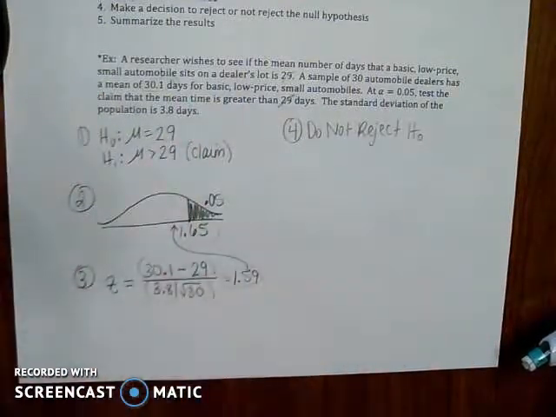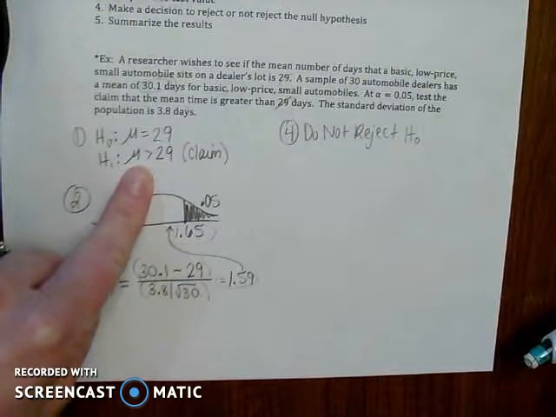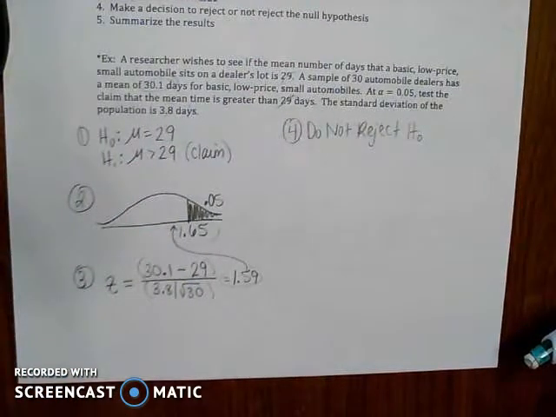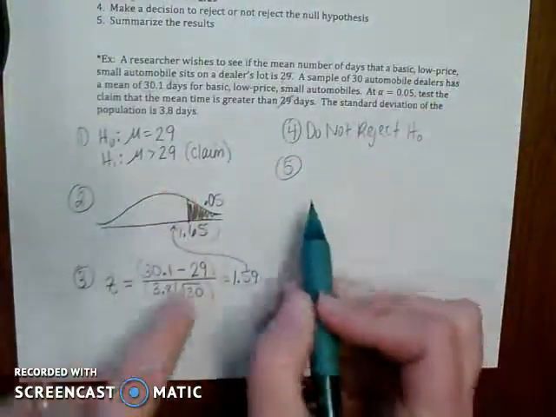Based on our sample of 30 cars, we cannot say that the mean should be greater than 29. That's what we're saying. We're not saying, okay, therefore the mean has to be 29. We are not proving that. We are not showing that. We just can't support this claim. So that's how step 5 goes.